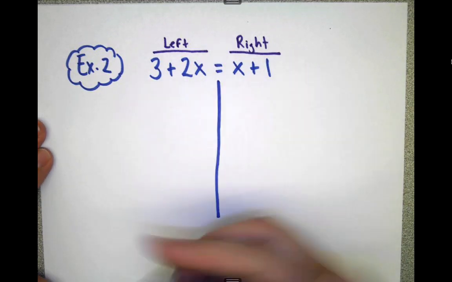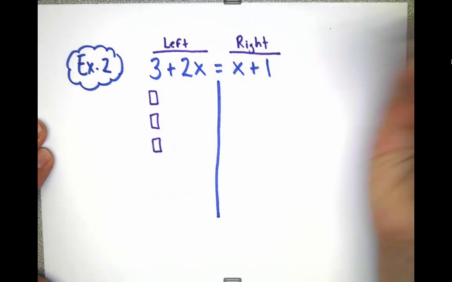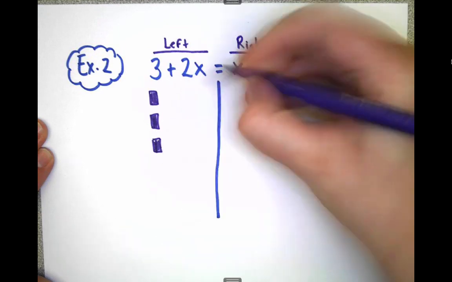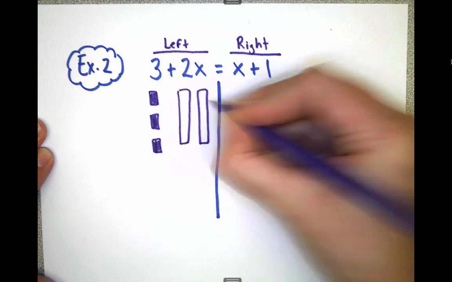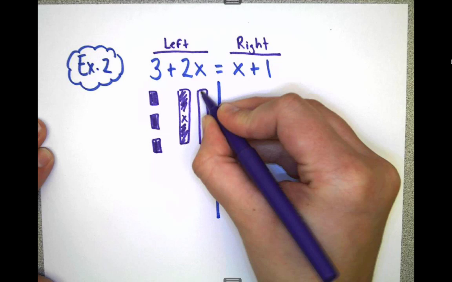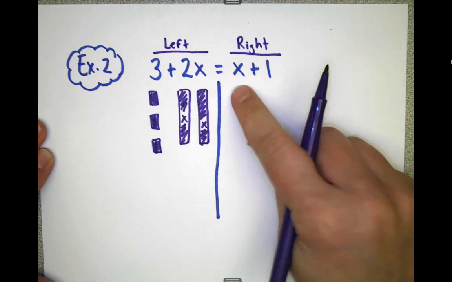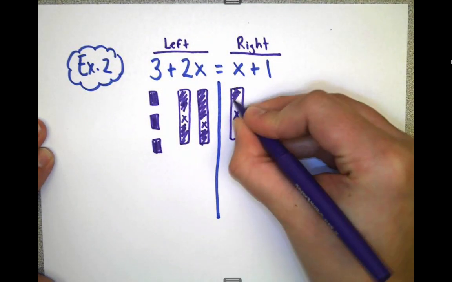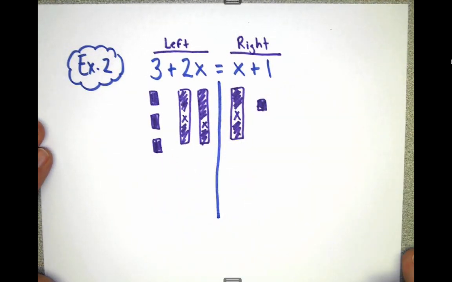3 plus 2x means you have 3 units, 1, 2, 3, and they're positives, they're not negatives, so I'm going to shade them in. So 3 positive units. Plus 2x means you have 2 x's, so here are my x's, and they're also positive. I'll label them x, shade them in. And then on the other side I have x plus 1, so here's my x again, there's another x. We'll shade it in because it's positive, and plus 1 is another positive unit. And there is our picture, there's our setup for our problem.